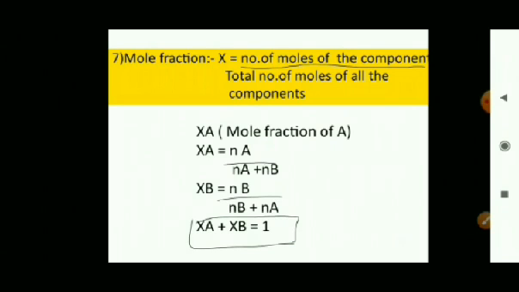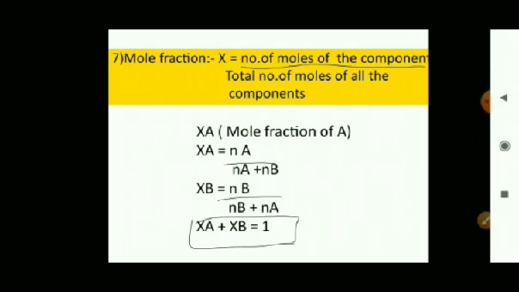Now, the formula given here: mole fraction, that is X, is equal to the number of moles of the component divided by the total number of moles of all the components. Understood or not? Here the formula is the number of moles of the component divided by the total number of moles of all the components.